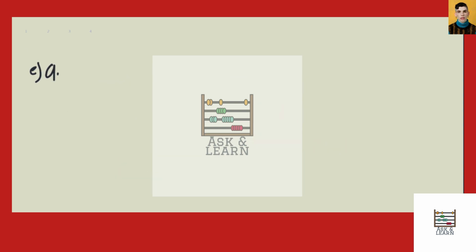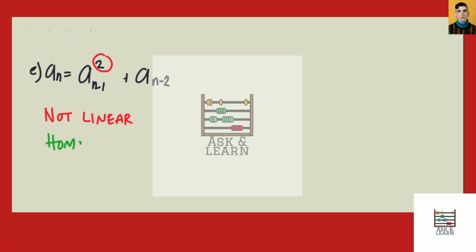Okay, so for E, we get that a_n is equal to a_{n-1} squared plus a_{n-2}. So here it is not linear, and this is due to being squared. Okay, but it is going to be homogeneous. And it's homogeneous because there are no constant terms.